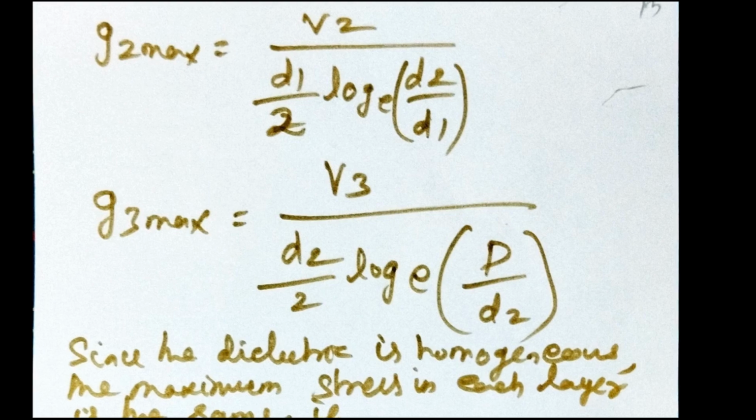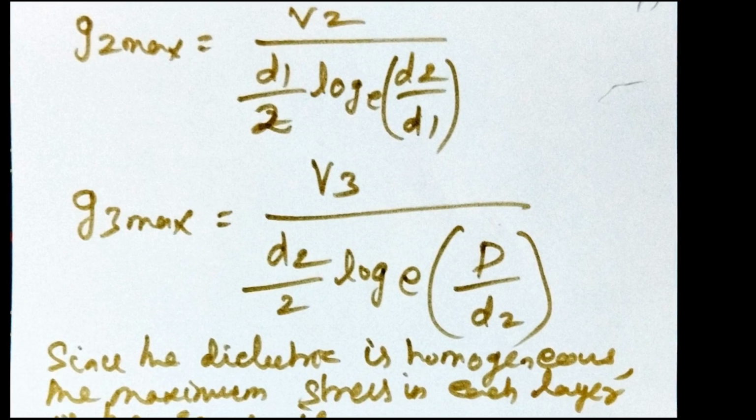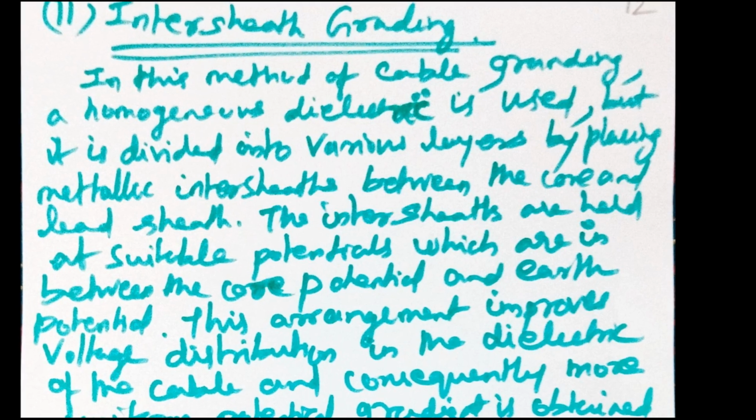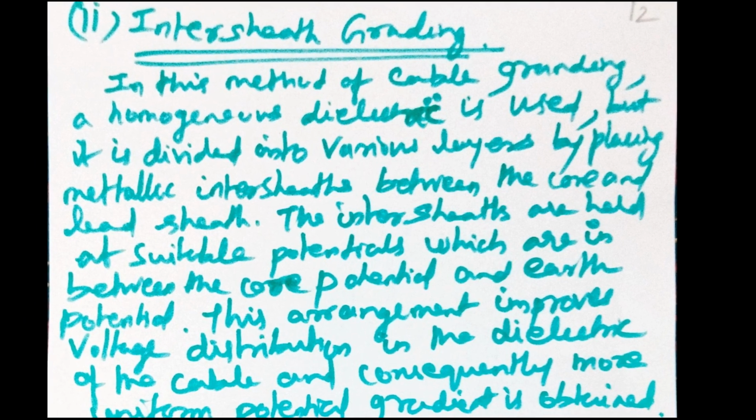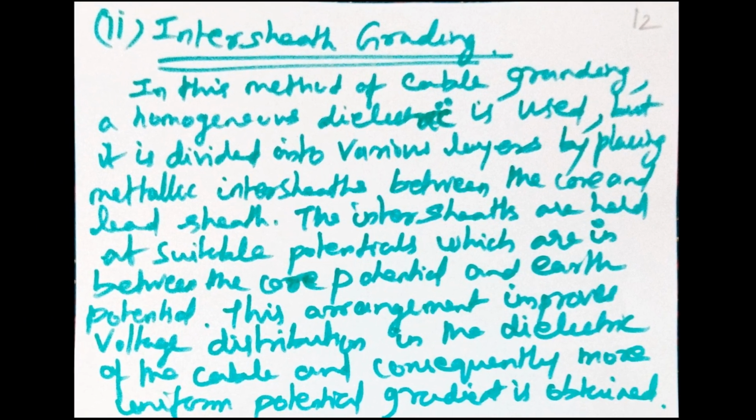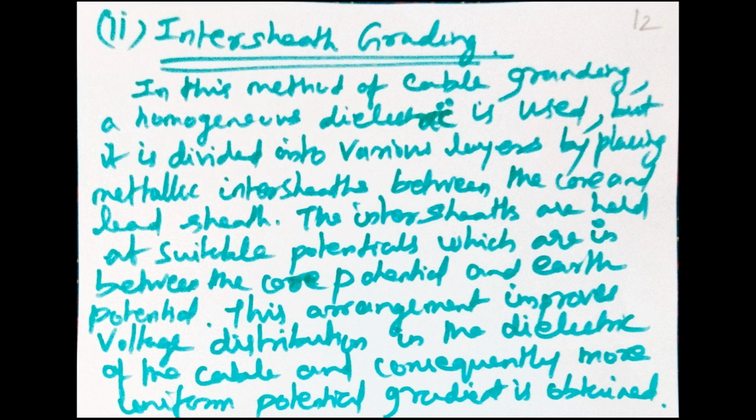Intersheath grading. In this method of cable grading, a homogeneous dielectric is used, but it is divided into various layers by placing metallic intersheaths between the core and lead sheath. The intersheaths are held at suitable potentials which are between the core potential and earth potential. This arrangement improves voltage distribution in the dielectric of the cable and consequently a more uniform potential gradient is obtained. Consider a cable of core diameter d and outer lead sheath of diameter capital D.